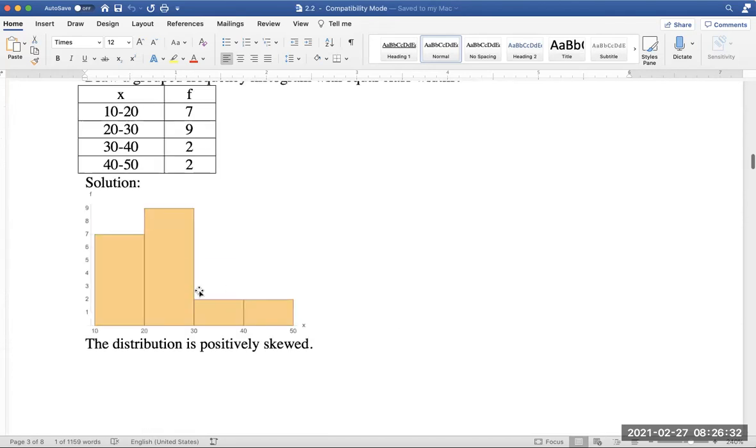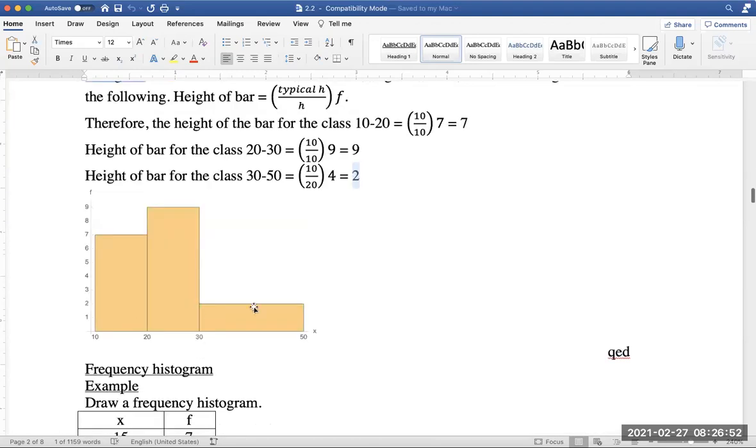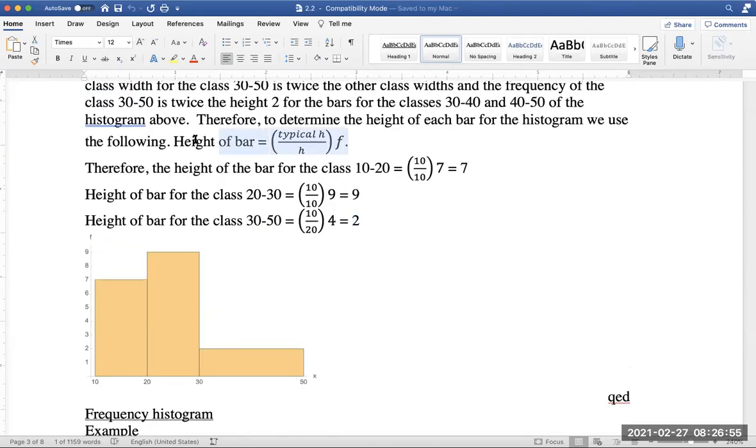And that makes it look the same way as when we wrote the data in a different way. Certainly, if you write the data in a different way, it should more or less look the same. And now it does. So this is really the formula that we should use. When looking at grouped frequency distributions, the height of each bar is equal to the typical class width over the class width times the frequency.